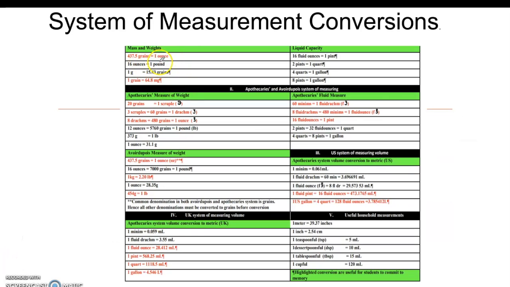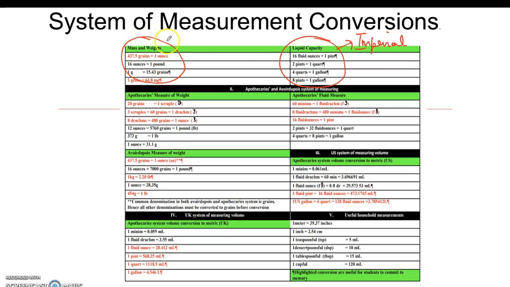Now, this is a sheet that has the different systems of conversions. You have here general conversions for mass and weight and for liquid capacity. And this here is the imperial system that we are sort of used to. We still encounter them, fluid ounces to pints and gallons and quarts, etc. Here you have mass and weights of some of these imperial system to metric system.